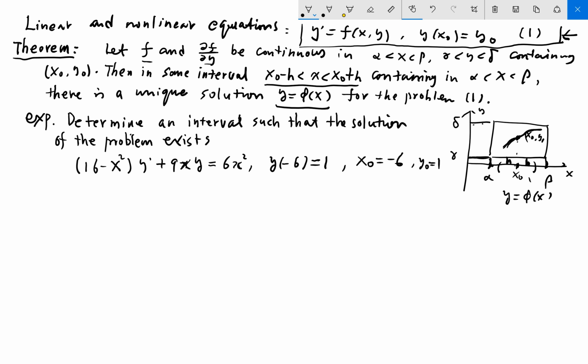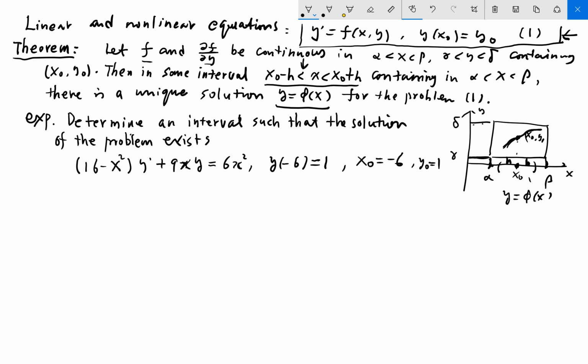So if I give you a differential equation in the form of problem 1, how do you find out where the solution exists and is unique? In other words, we just need to find this interval. First of all, in this interval, f and partial f partial y exist and are continuous. Also, this interval contains x0 as the center, so it contains this point.